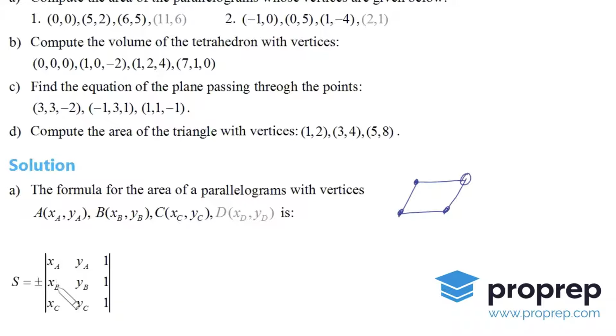The first column are the x-coordinates of the 3 points, A, B, and C. Well, I haven't labeled them yet. And then the second column is the y-coordinates of A, B, and C in such a way that they're in order: A here, B here, C here, as long as we're consistent.